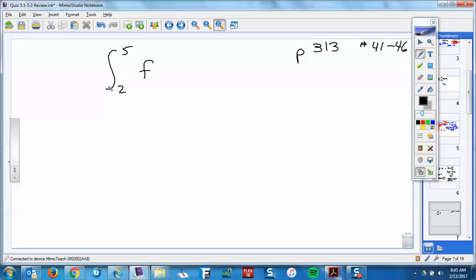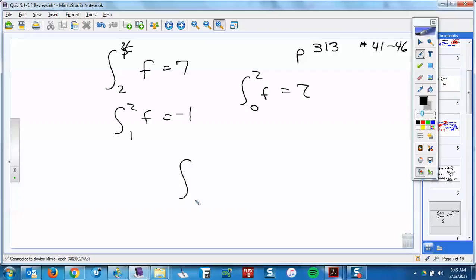They told you the integral from 2 to 4 was 7, the integral from 1 to 2 was -1, and the integral from 0 to 2 was 2. Then they ask you, what's the integral from 0 to 1? Well, the integral from 0 to 2 is 2, and the integral from 1 to 2 is -1.